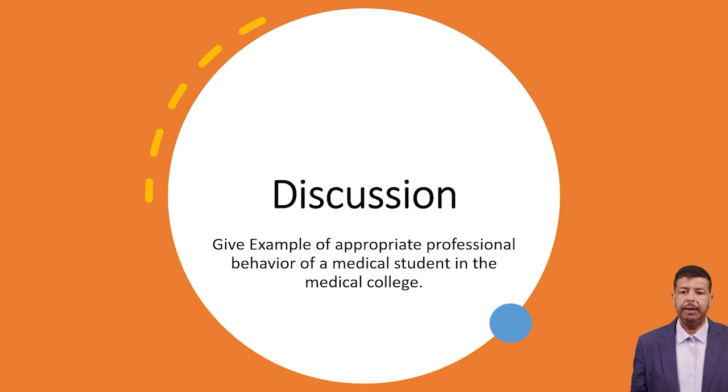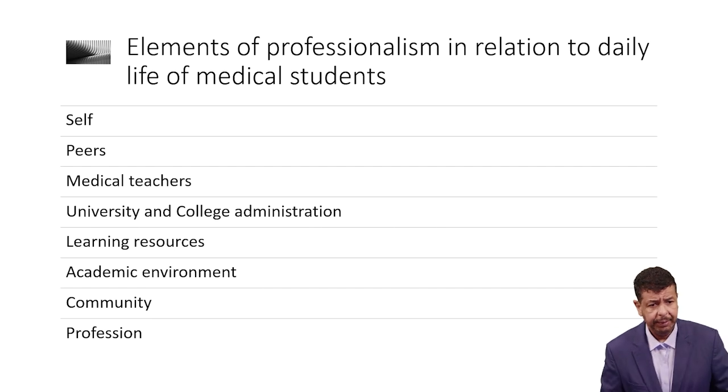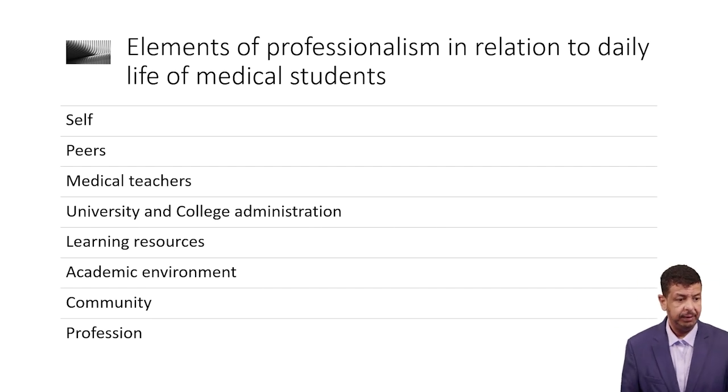Okay, so what are the elements of professionalism in relation to the daily life of medical students? They are these principles, including being professional toward yourself, toward your peers, medical teachers, university and college administration, the learning resources, the academic environment, the community, and the profession itself. And this will be through different sets and different measures.